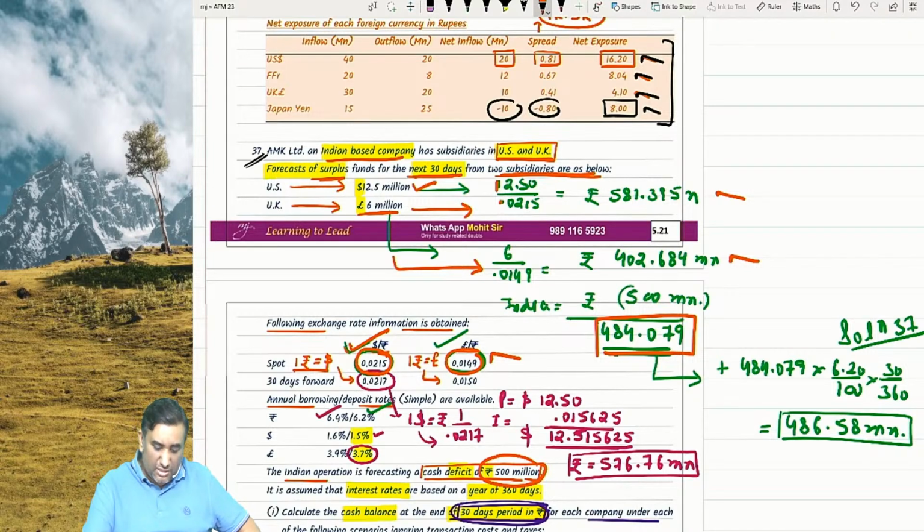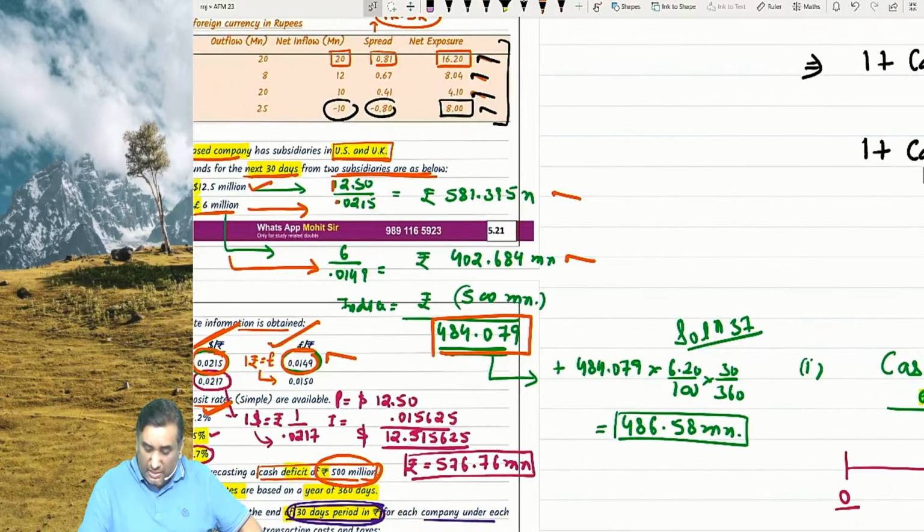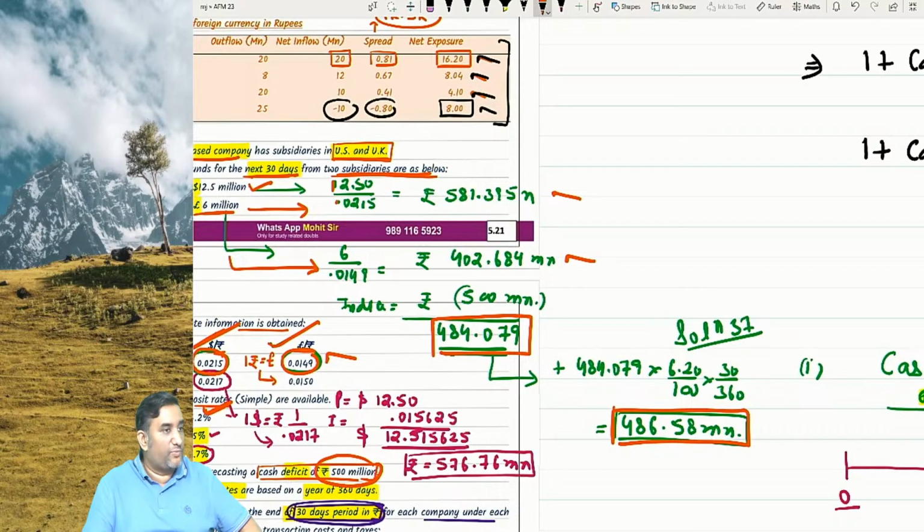So I have taken the spot rate of the dollar rupee, the spot rate of the pound, and then since you have a surplus, you will earn at what rate? The rupee earning rate is 6.2, for 30 days. Your balance at the end should become 486.58. What has been done?